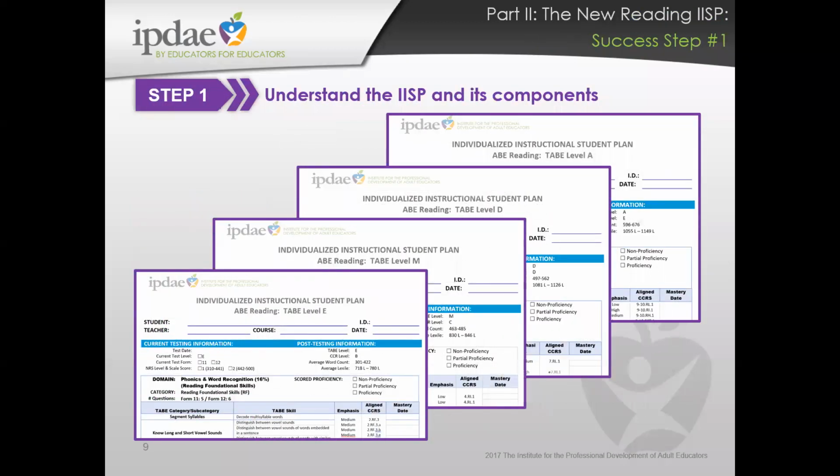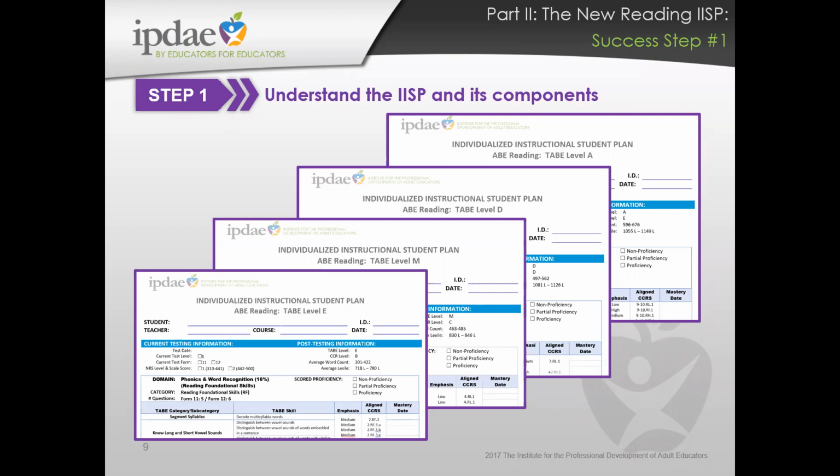All right, let's begin with step 1, understanding the IISP and its components. Okay, if you want your students to do well on the TABE 11-12 reading test, you know that it's not enough to just provide good instruction. I already mentioned that you and your students have to know the test inside out. You need to know what topic areas are tested, how many questions under each area, what question types are included. You need to be able to connect classroom lessons and activities directly to tested content.